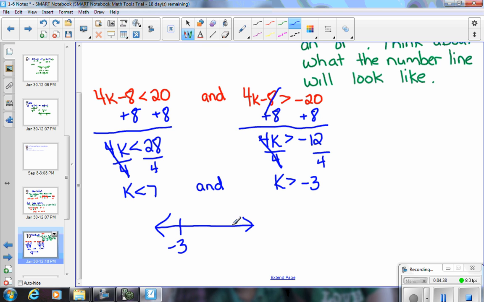Negative numbers on the left, positive on the right. It's in between. So if you were to write this, you could say that my number k is in between negative 3 and 7. And you could write it like that. Interval notation would look like this. Again, remember, you know it's not an ordered pair because we're talking about inequalities.